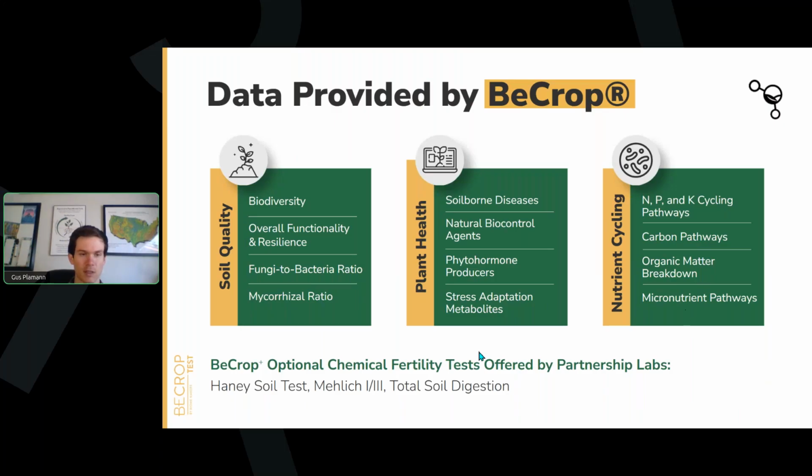of nutrient deficiencies. And then lastly, BeCrop also includes some optional chemical fertility tests offered by Biomakers Partnership Labs. This includes the Haney soil health tests, your classic Mehlich 1 and 3 soil fertility tests, and a total soil digestion, which can look at the overall nutrient profile of the soil. So these chemical fertility tests can serve great in conjunction to give you both the chemical profile of the soil in terms of nutrient availability, along with the biological profile based on the BeCrop test.